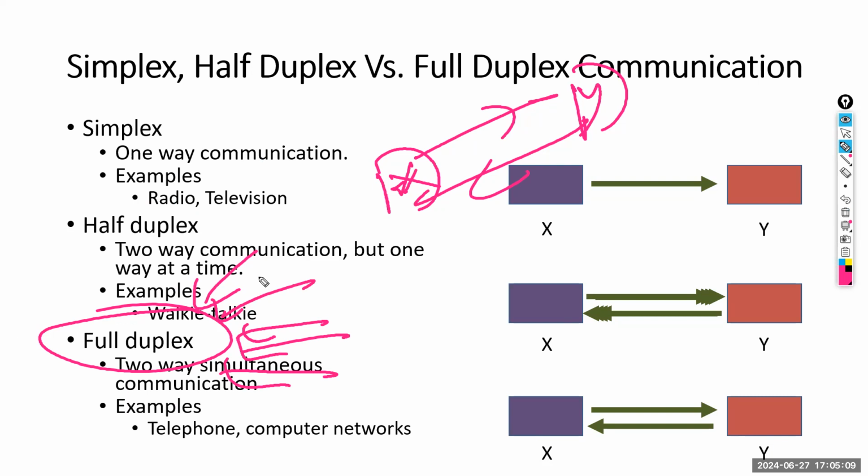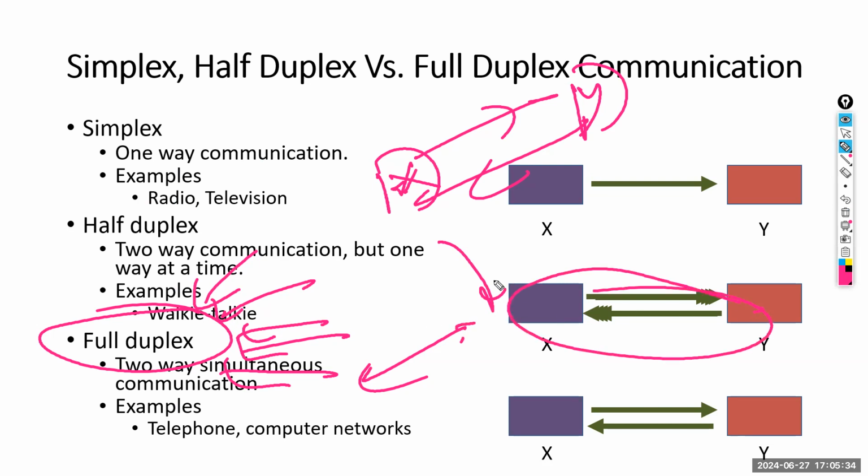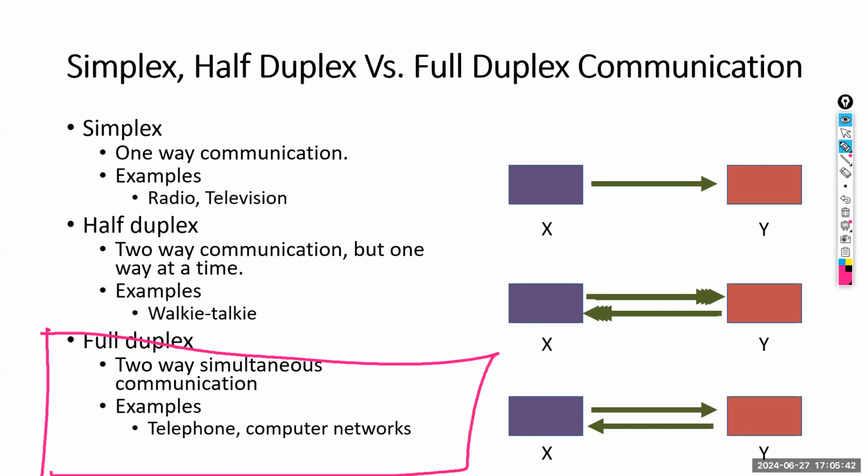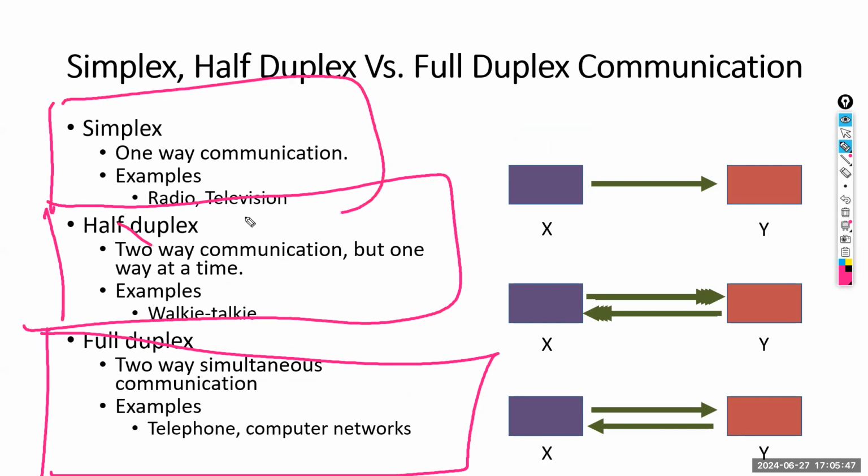But there are some technologies which are still half duplex, but because they can change this very quickly, we feel it like full duplex. For example, take something like Wi-Fi. Though we say Wi-Fi is full duplex, in reality it is half duplex. But the way it is done in a very efficient manner, we don't feel it like half duplex. Anyway, that is an additional thing. Just remember, full duplex is two-way simultaneous. Half duplex means two-way, but only one way at a time. Simplex means one way.